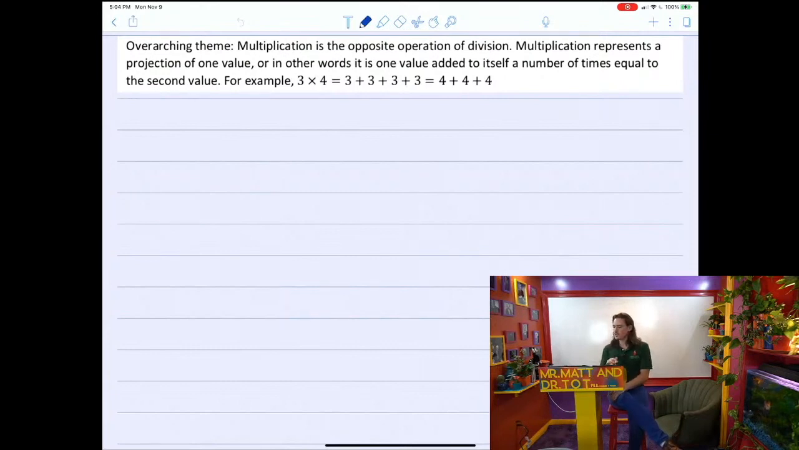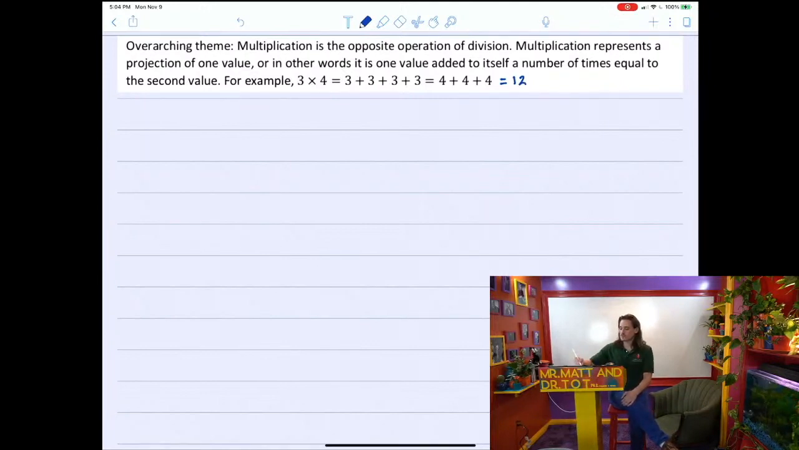So the overarching theme, multiplication is the opposite operation of division. Multiplication represents a projection of one value, or in other words, it is one value added to itself a number of times equal to the second value. So for example, 3 times 4 is 3 4 times, or it's 4 3 times. So 3 plus 3 plus 3 plus 3, that's 12, or 4 plus 4 plus 4, that's also 12. In either case, 3 times 4, or 4 times 3, will give you 12.